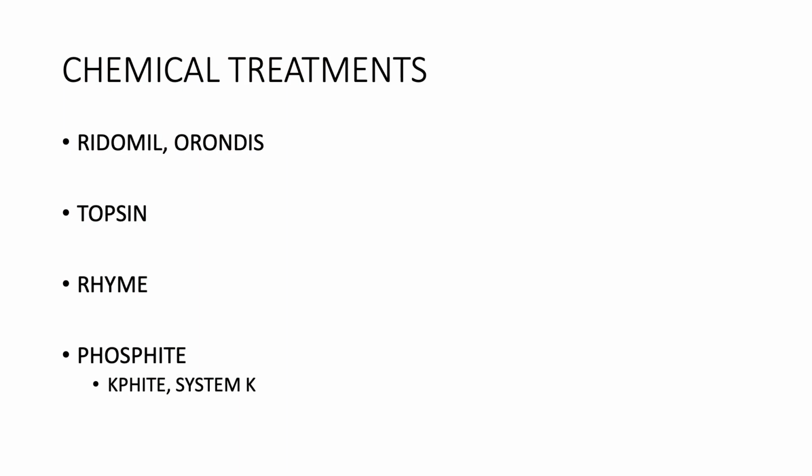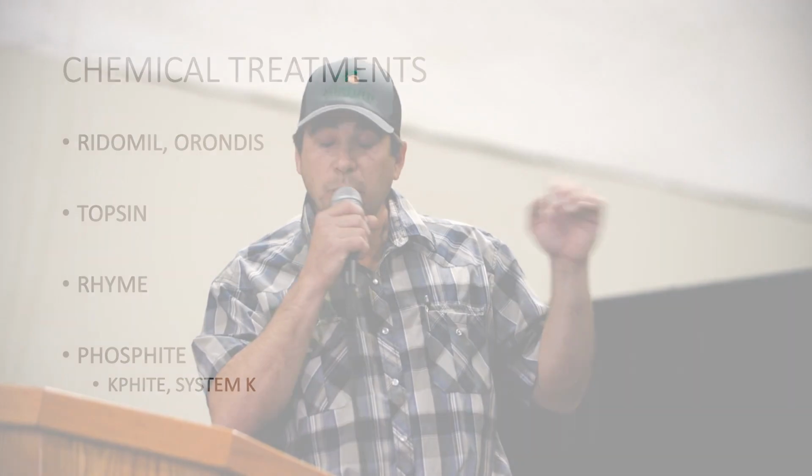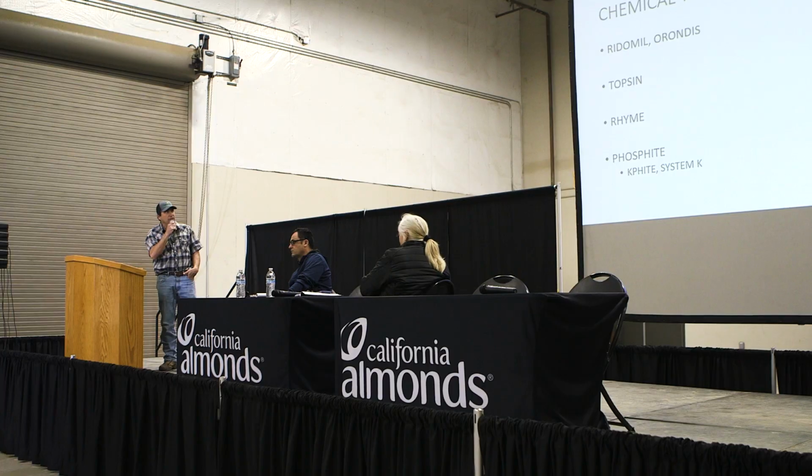The bottom one, a phosphite application with K-Phyte or System K for disease, is very effective and inexpensive, and most of the time you can find a timing that you can piggyback that in. Those products, when they're in the tissue, prevent infection. So I would highly recommend that if you take anything from me today, that you keep that phosphite in your tree's tissue.